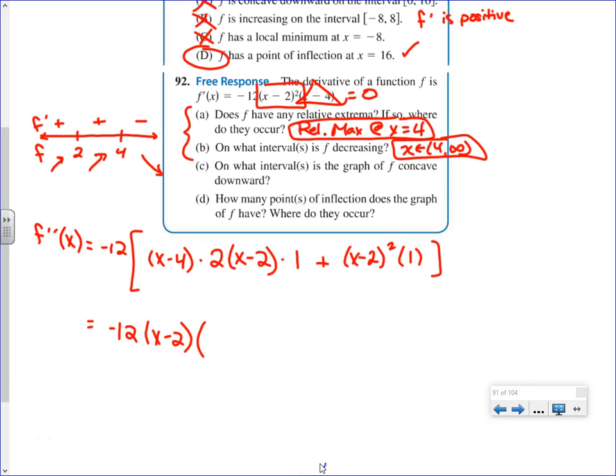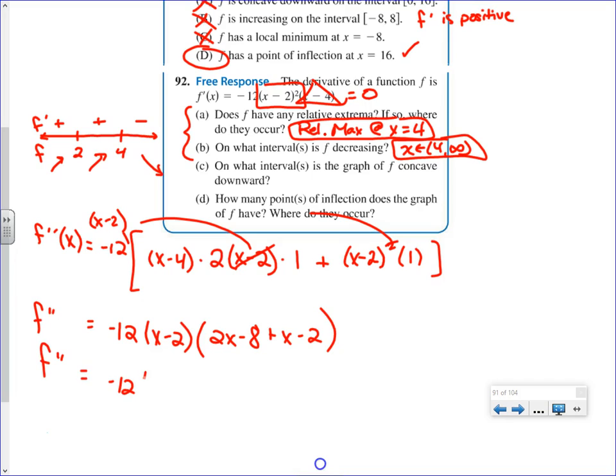Then you have what left? Well, that's going to pull out, right? And that's going to pull out. So that's going to be gone, and then one of those is going to be gone. So I have 2x minus 8, and then I have plus x minus 2. Nice. I have my second derivative, f double prime: x minus 2 times 2x plus 1x is 3x, negative 8 minus 2 is negative 10. You guys agree?